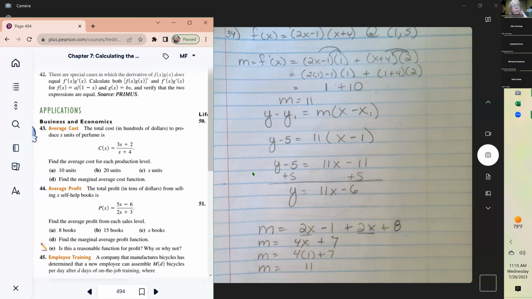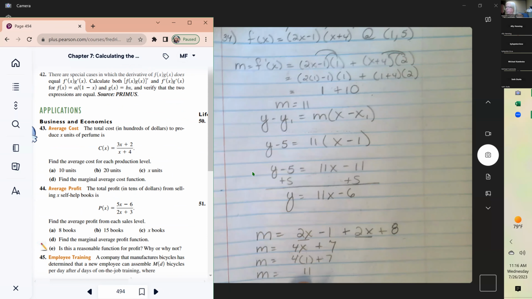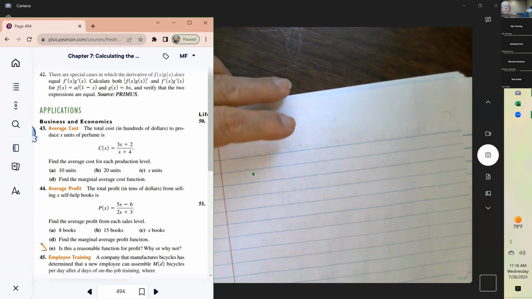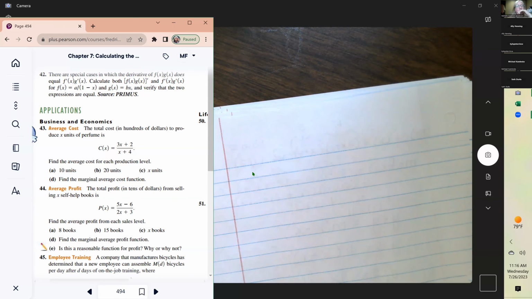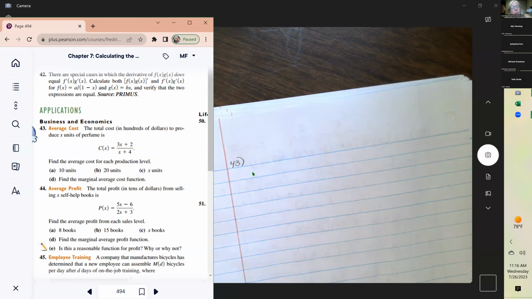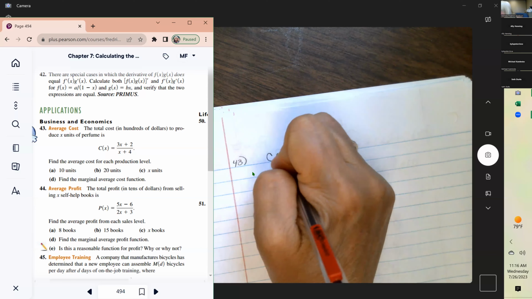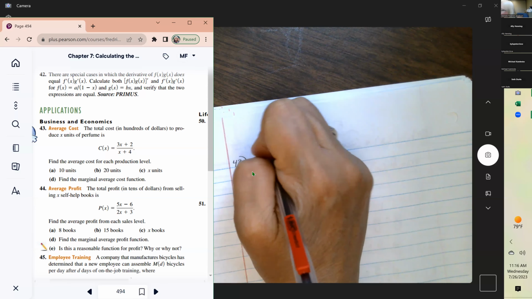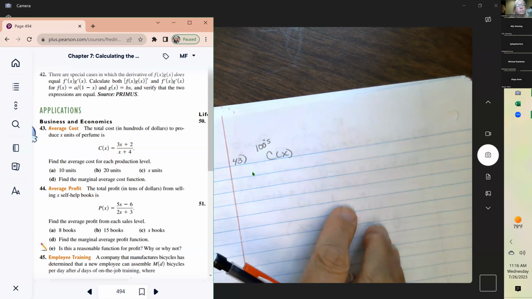They're similar. There's one like 43 or 44 on the test. Let's do 43, but then we could do both if you need to. The total cost in hundreds of dollars to produce X units of perfume.